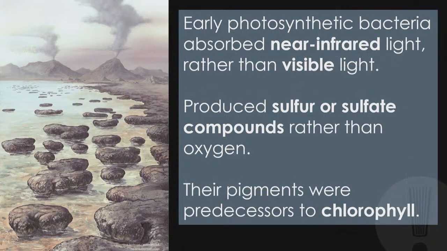These early photosynthetic bacteria absorb near-infrared light rather than visible light. So they produce sulfur and sulfate compounds rather than oxygen. And so think about how that might have impacted the atmosphere at that time. Very different atmosphere than what we have here today. But their pigments were predecessors to chlorophyll.